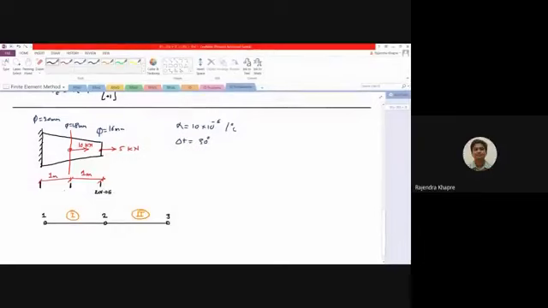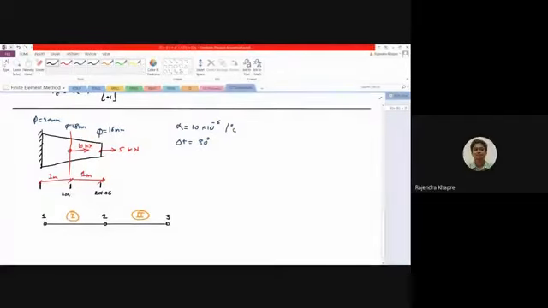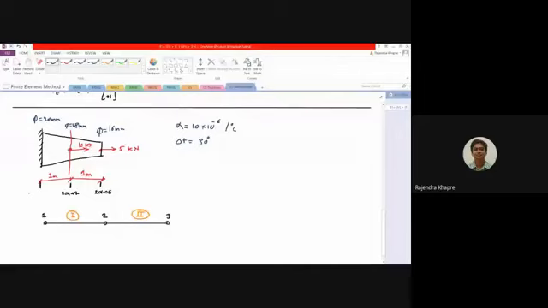Okay, and how much is the area at this middle? That is pi by 4 into 18 square. 254.47. Okay, and at this fixed end, 314.16. Okay, so these are the areas at three different locations.